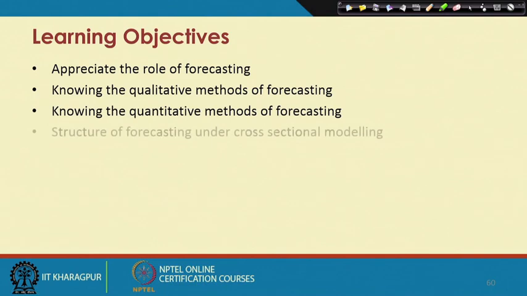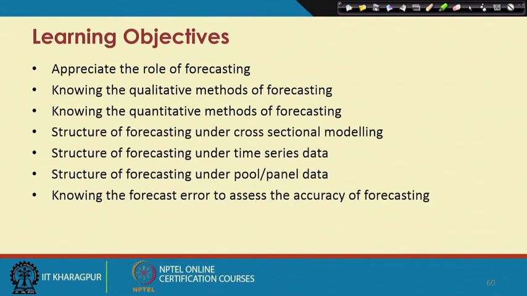So, in that context, some kind of quantitative structure or technical procedure you have to follow to do better forecasting as per the future requirement. So, in that context, let us see what the requirement is. The basic objectives behind this forecasting are to fix the appropriate rule of forecasting, knowing the qualitative methods of forecasting, and knowing the quantitative methods of forecasting.